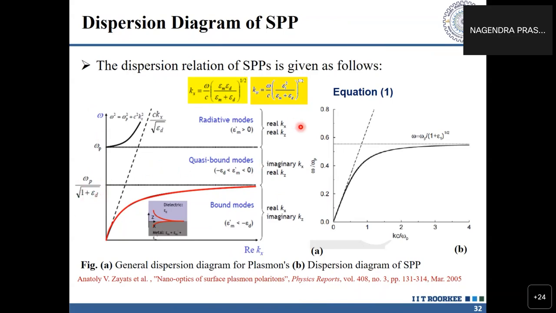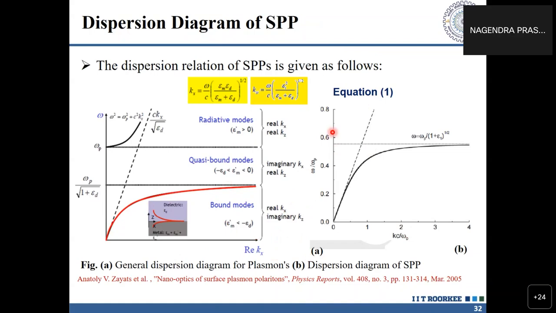So this is a radiative mode if epsilon m dash is greater than 0, so both Kx and Kz are real. If Kx is imaginary and Kz is real, then it is a quasi-bound mode. And if Kx is real and Kz is imaginary, then it is a bound mode. So basically these bound modes are the SPP modes.